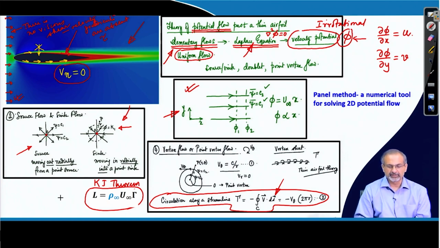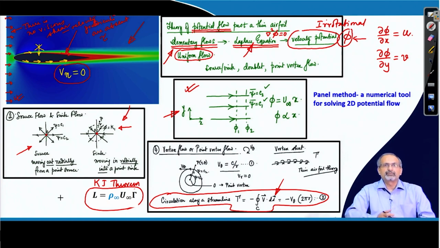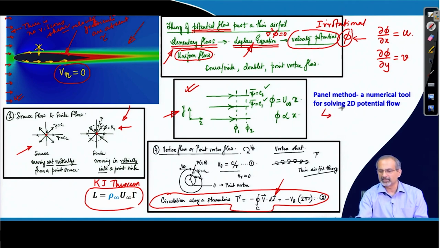So, if you are approaching the problem of solving flow past an airfoil using these elementary flows or their combinations, can you have a numerical model to solve the problem which goes beyond the thin airfoil theory, for example? So, you do not want to live with the restrictions of the thin airfoil theory, you would like to solve for a thick airfoil and with significant camber, and if you really want to do that, thin airfoil theory may not give you very satisfactory answers, but a numerical model can, and that is what is called a panel method.